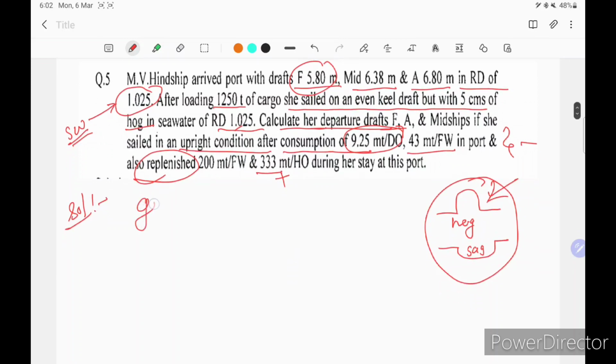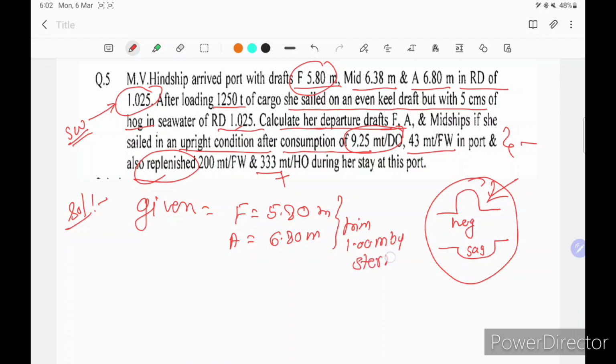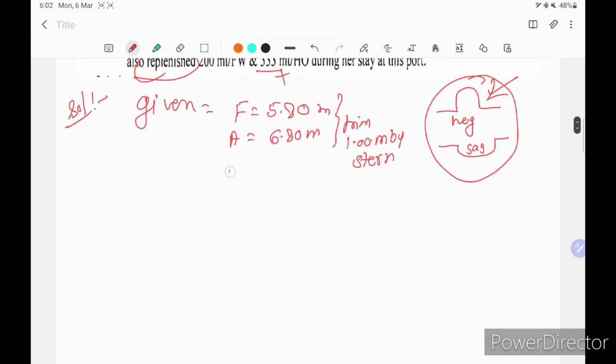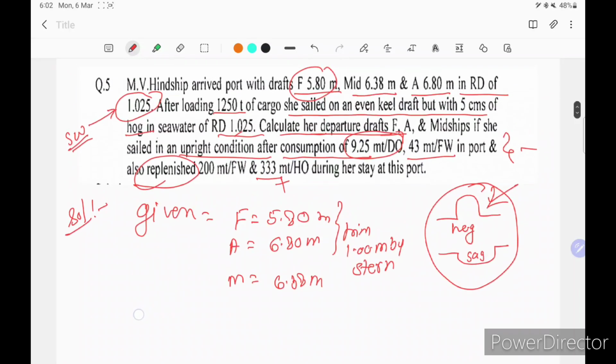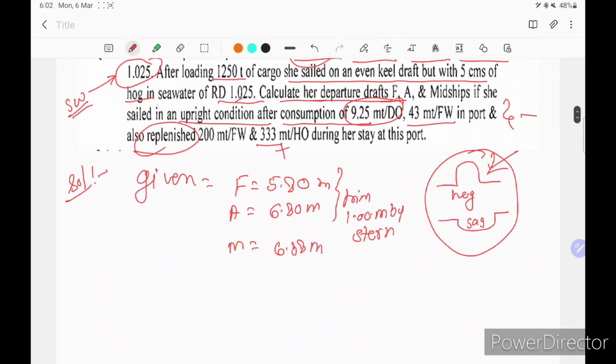So what is given in the question? Forward draft 5.80, aft 6.80, so we get trim 1 meter by stern. Correct? And we have mid draft also 6.38 meter. Here we don't have the draft marking, so we'll consider it is on the perpendicular only.